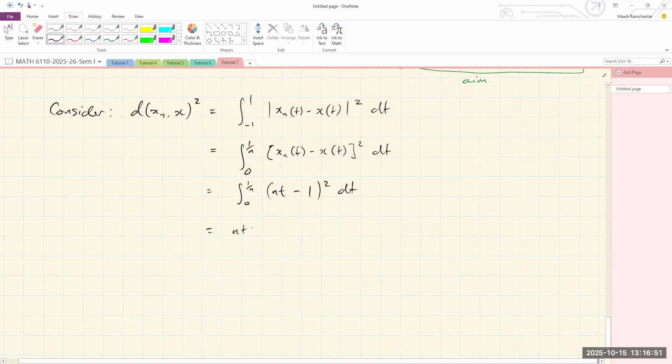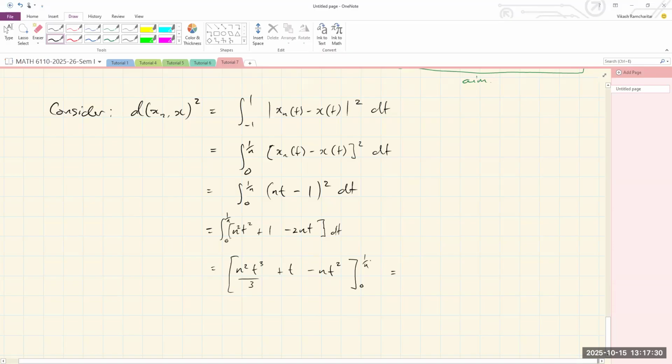expand it out to xn squared: n squared t squared plus 1 minus 2nt, integrating from 0 to 1 over n dt, right? Yeah, and this will become n squared t cubed over 3 plus t minus nt squared, because the half will cancel with 2, evaluated from 0 to 1 over n.